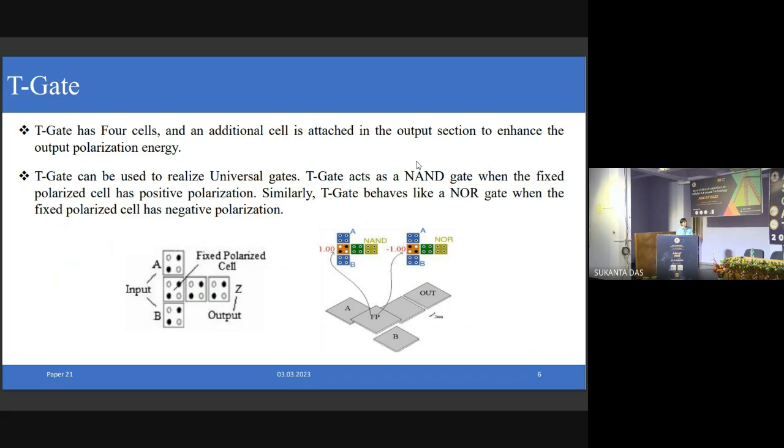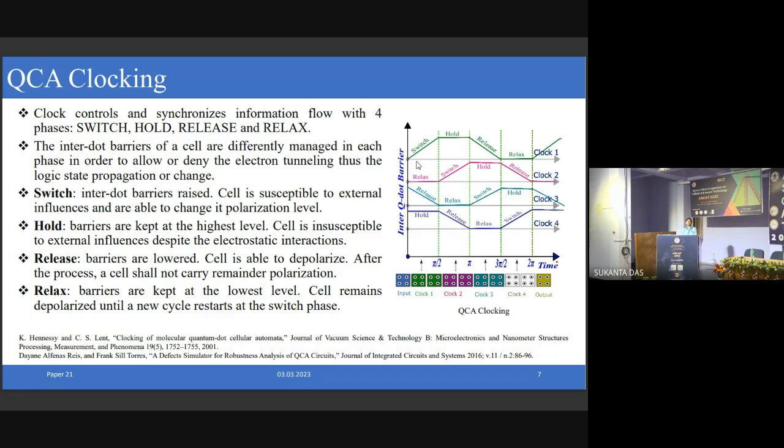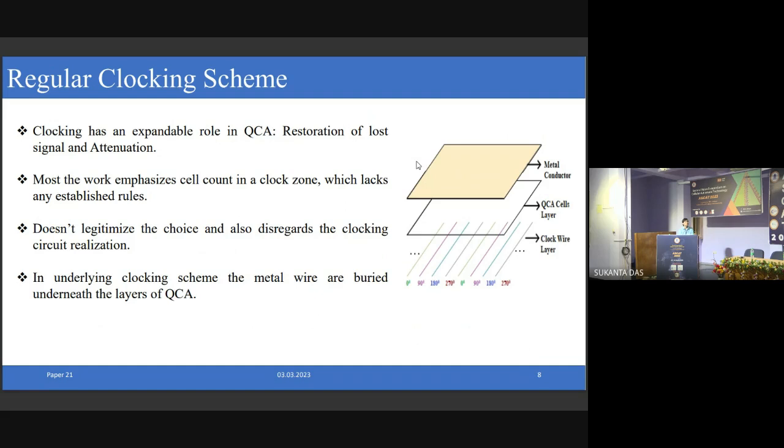Next, QCA clocking. We know that clocking plays a vital role in QCA, and it synchronizes the information flow. In clocking, four phases are there: switch phase, hold phase, release phase, and relax phase. These are the basic part, so I'm not going into the detail. In QCA clocking, we need certain rules to realize any circuit. And this part is the regular clocking scheme.